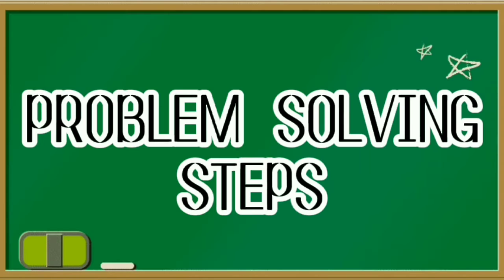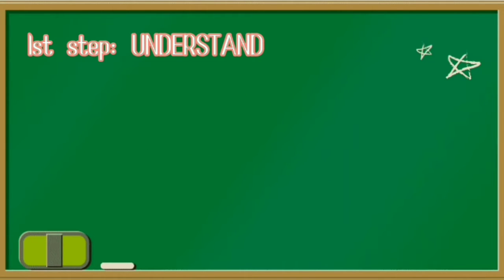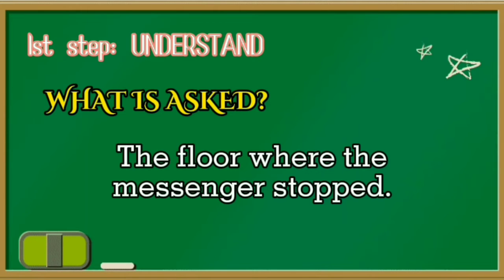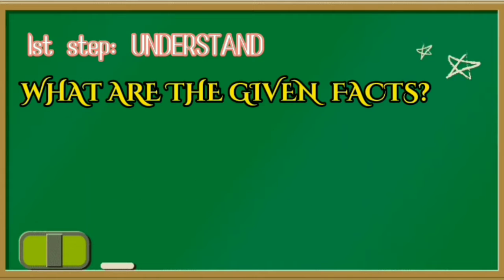We have here our steps to come up with our answers. First, we have to understand what the problem is all about. We have here what is asked: the floor where the messenger stopped, right? Next, we have the given facts.